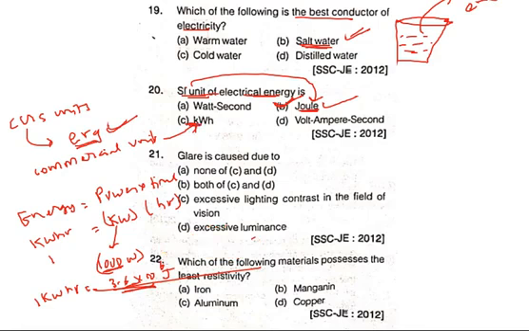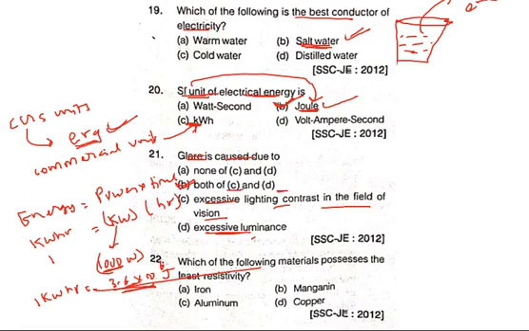Next, glare is used to... Glare is used to. This one you see. The correct answer is both C and D. C means excessive light contrast in the field of vision. Glare is nothing but that only. D, excessive luminance.